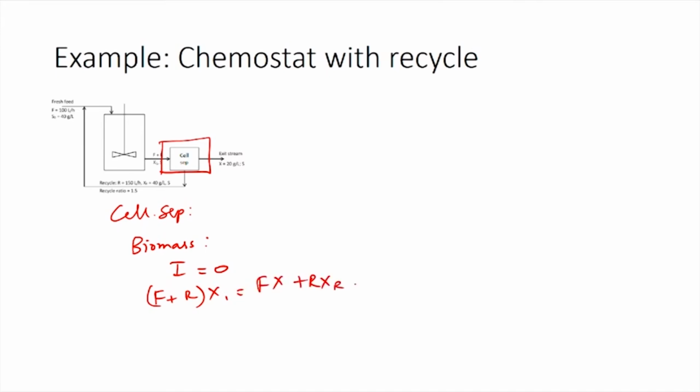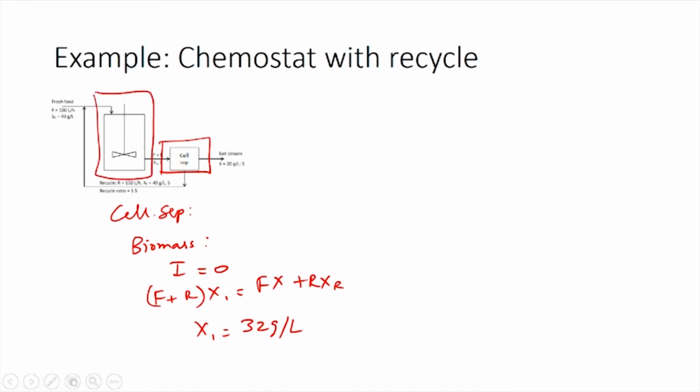We know that the value of x is 20 grams per liter and the value of xr is 40 grams per liter. We also know the values of F and R. So, substituting all of them here, we can calculate x1 as 32 grams per liter. Now that we have the information about the total product stream which is leaving the chemostat, we can start writing the balances for the chemostat itself.